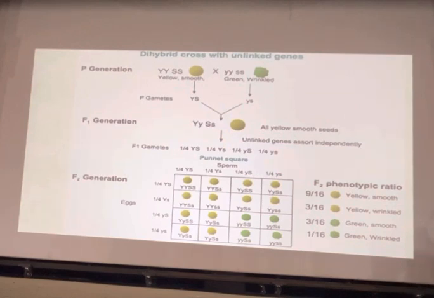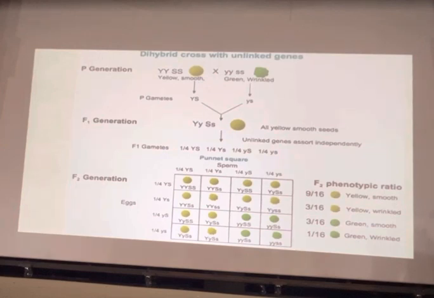Okay? The shape of the seed and the color of the seed. These are two different traits. Alright. For each trait, we have two phenotypes, one dominant, one recessive. The yellow color is dominant over the green color. The smoothness is dominant over wrinkled shape.